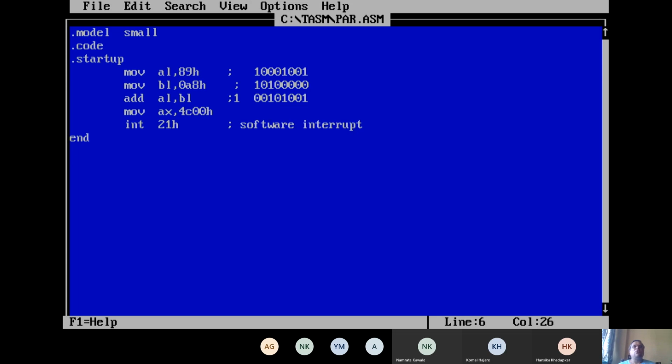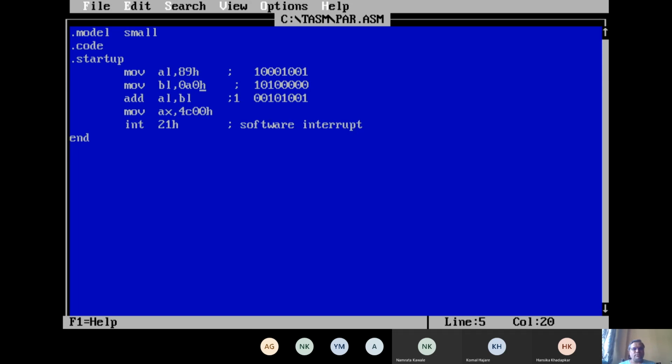So it will not set the auxiliary carry flag, but it will set only the carry flag. Let us make this change. To make this change effective, for the second operand I should take A0H. So the first operand is 89H, and the second operand is A0H.